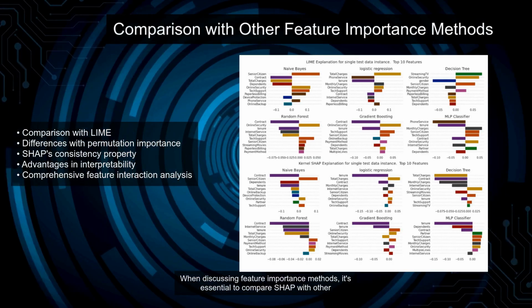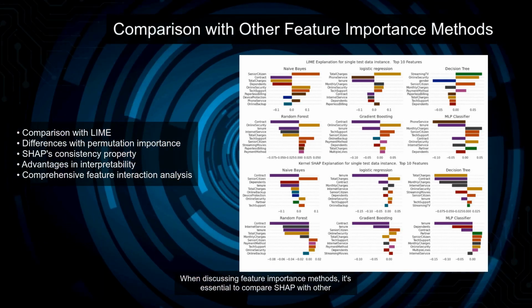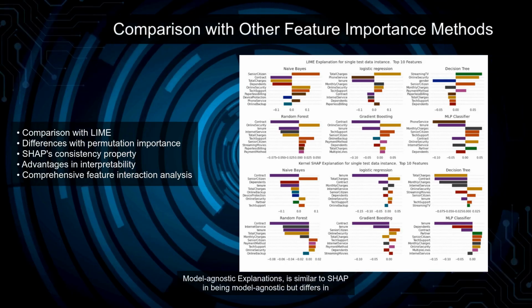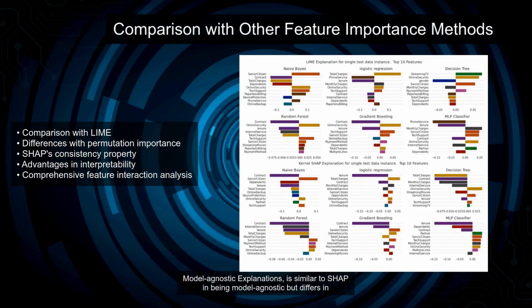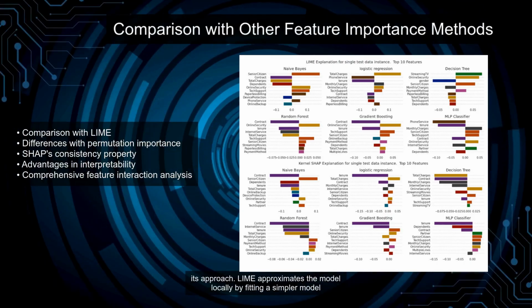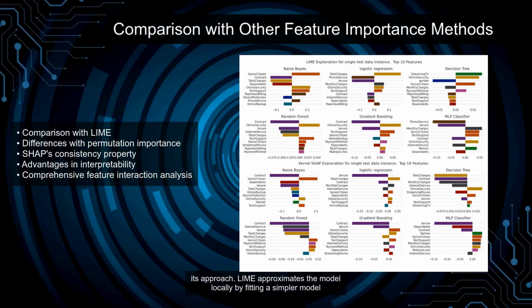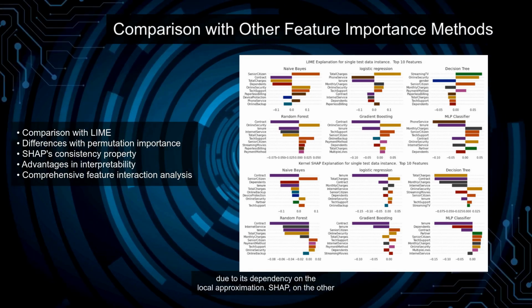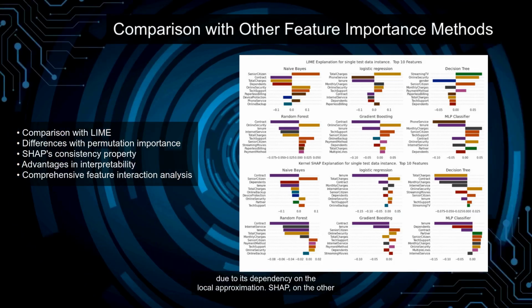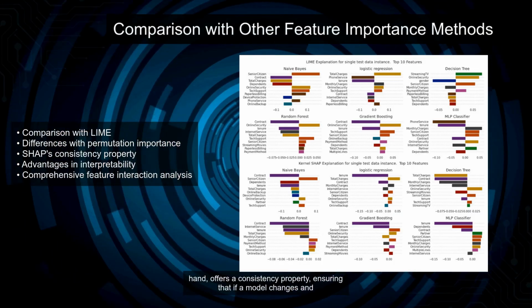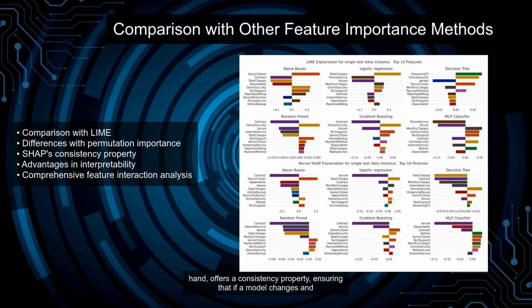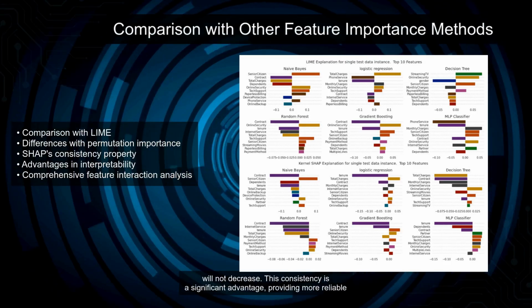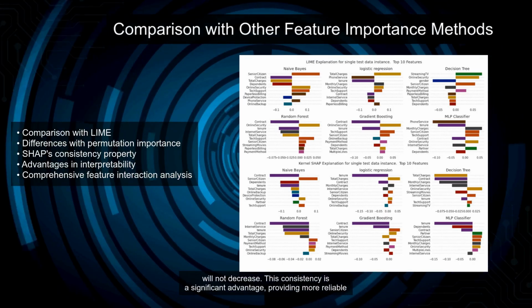When discussing feature importance methods, it's essential to compare SHAP with other popular approaches such as LIME and permutation importance. LIME, or Local Interpretable Model-Agnostic Explanations, is similar to SHAP in being model-agnostic but differs in its approach. LIME approximates the model locally by fitting a simpler model around the prediction of interest. While useful, LIME can be less stable due to its dependency on the local approximation. SHAP, on the other hand, offers a consistency property, ensuring that if a model changes and the contribution of a feature increases, the SHAP value for that feature will not decrease. This consistency is a significant advantage, providing more reliable explanations.